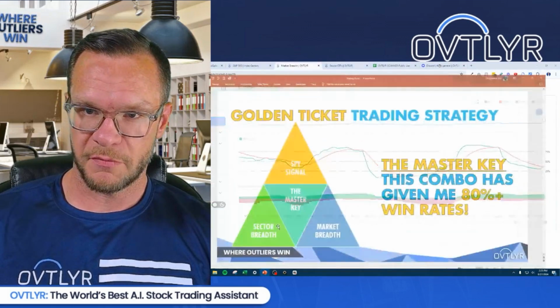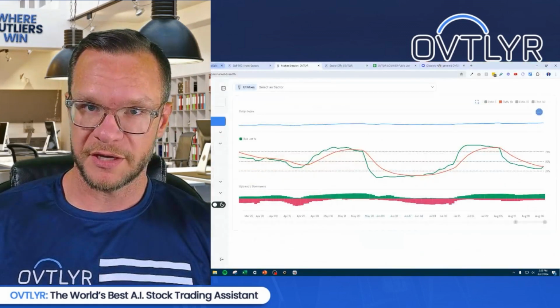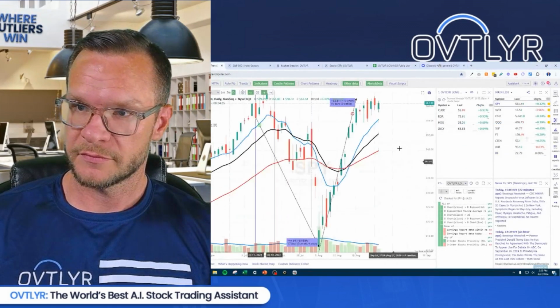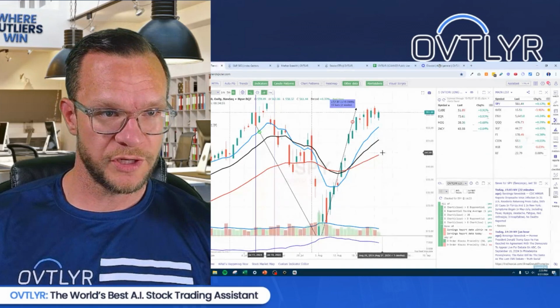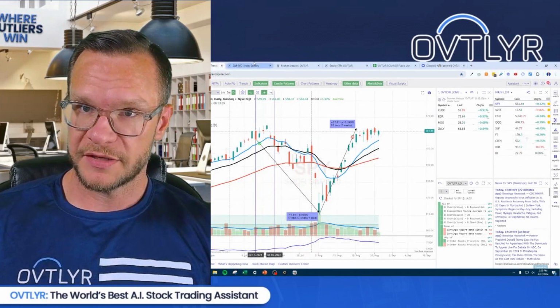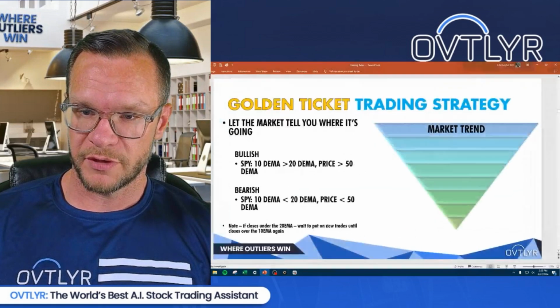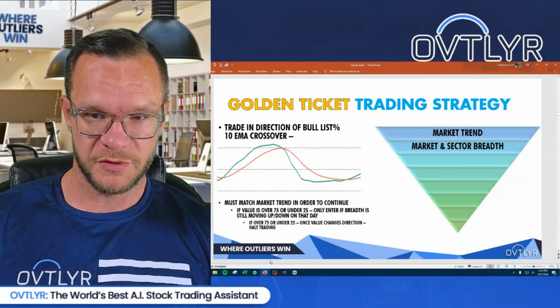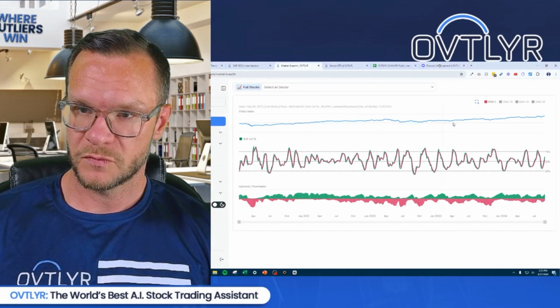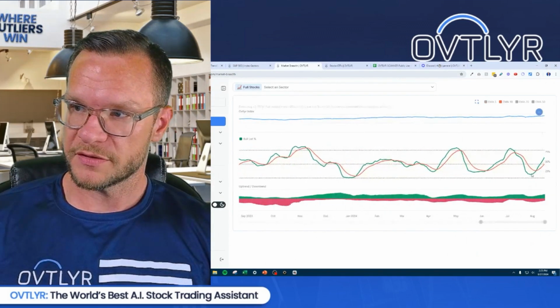So let's go to the next step. We want to see this 10 over the 20 or price over the 50 on the SPY. 10, 20, 50. Everything is pointing north. So that's bullish. I like that. Next is the market breadth. We want to double check and make sure the market breadth is still pushing higher like that. Here we go. Market breadth is looking strong.